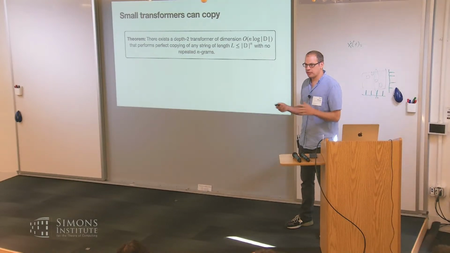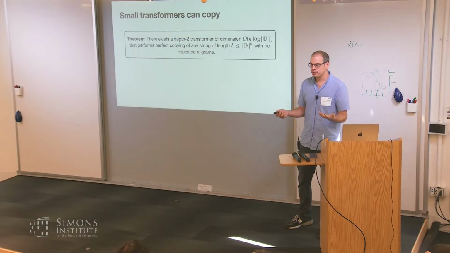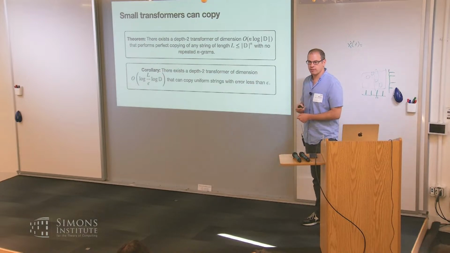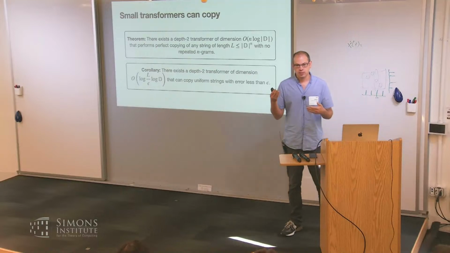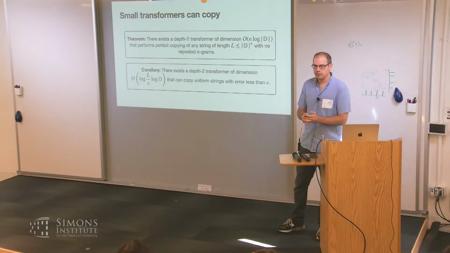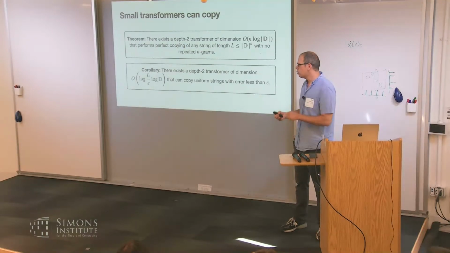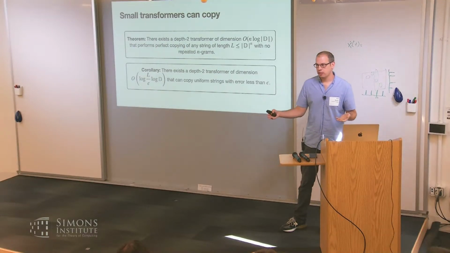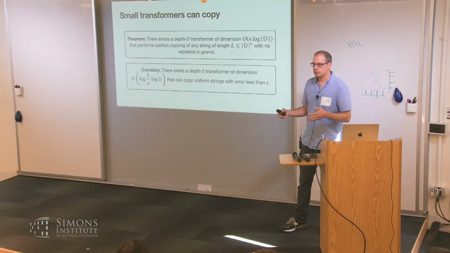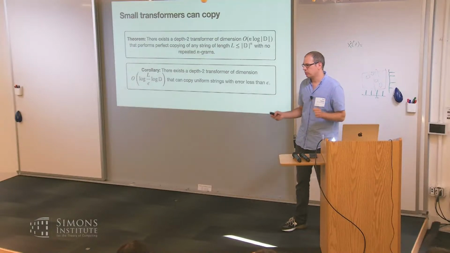It's easy to show that if you're sampling from a uniform distribution, the probability of having a repeated n-gram decays exponentially with n. And what this tells us is that for copying uniform strings, we can copy length L sequences of tokens where the transformer size is logarithmic in the sequence length. So very small compared to the length of the sequence.